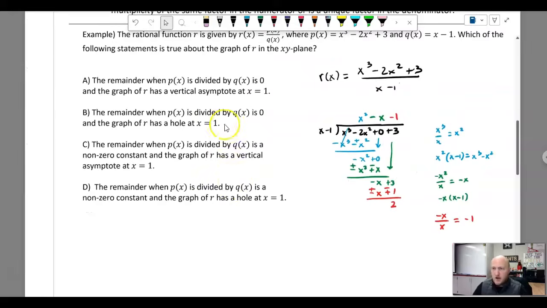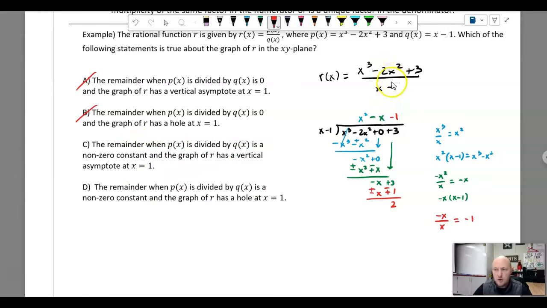So, the remainder when p is divided by q is 0. That's false. So it's not A or B. A non-zero constant. Yes, that's what 2 is. The remainder is a non-zero constant. And if I have a remainder, this divisor, x minus 1, is not a factor of this.